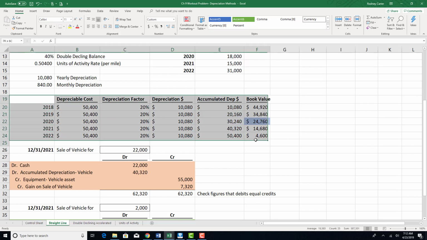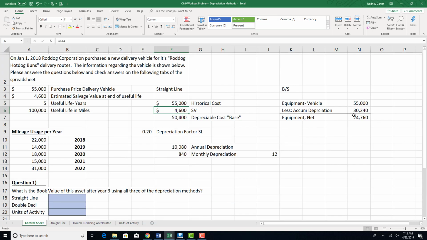I go into this comprehensive solution. Here is a depreciation schedule for straight line. So we've solved it. Now let's solve this for accelerated depreciation.